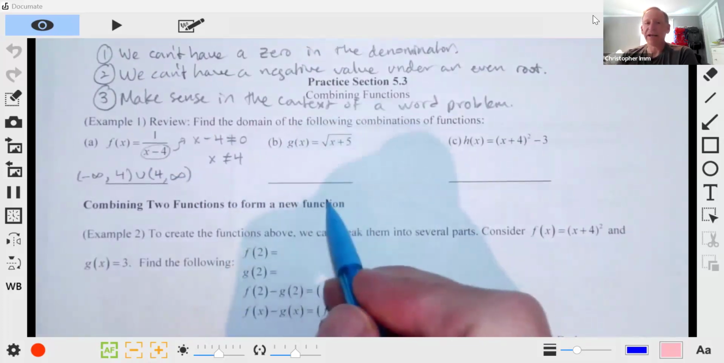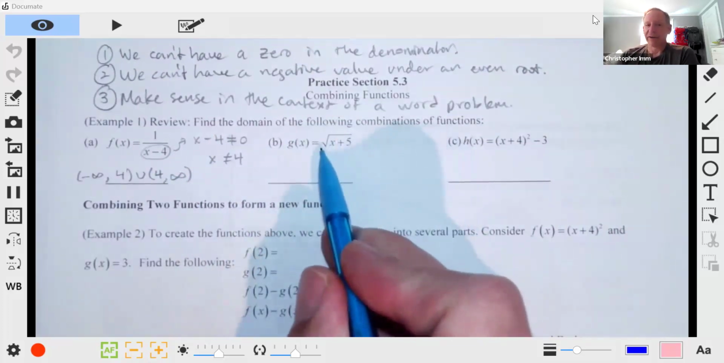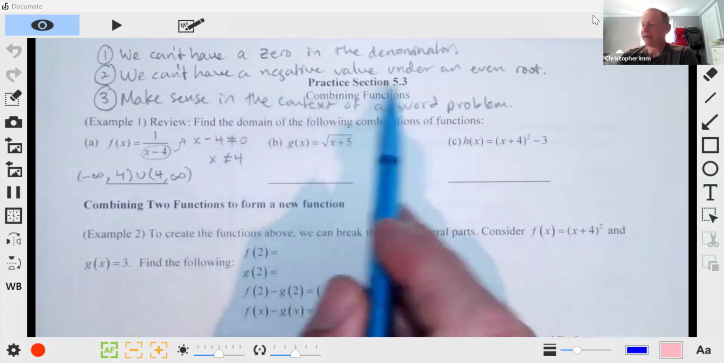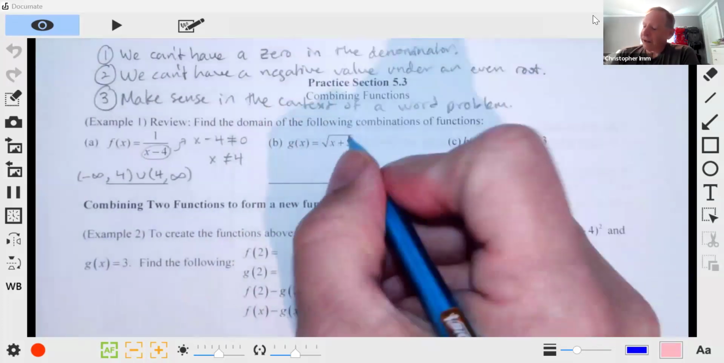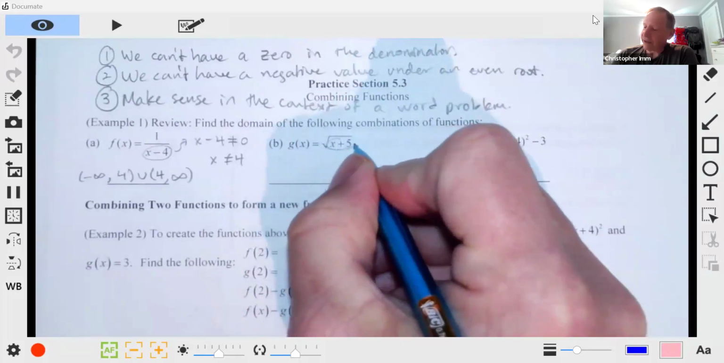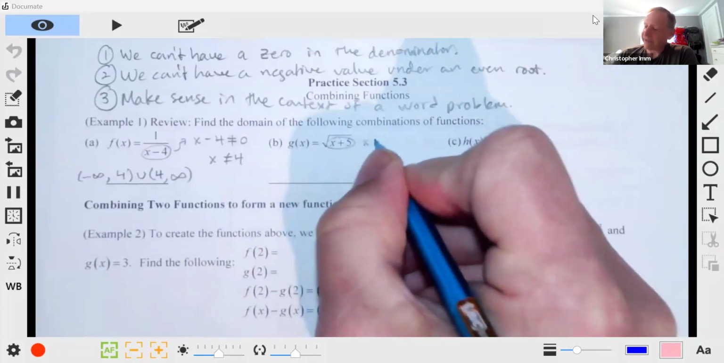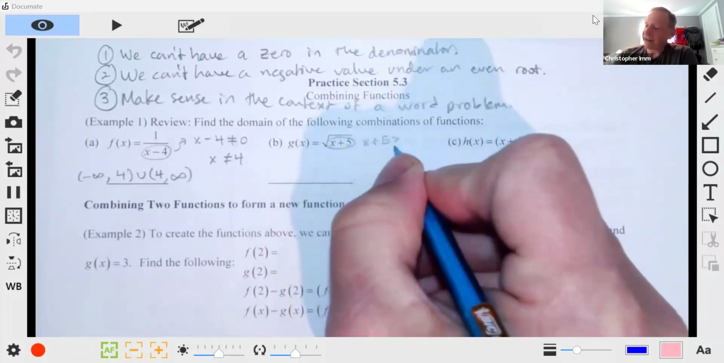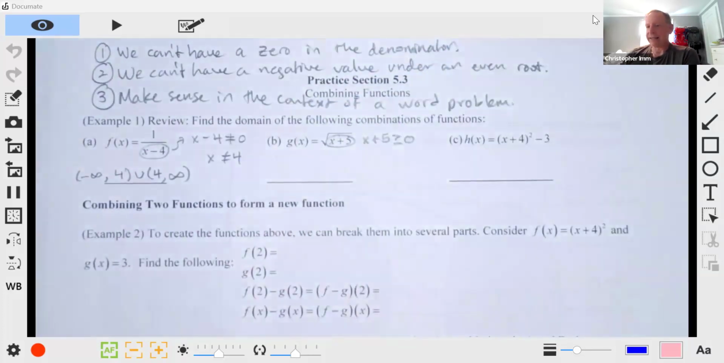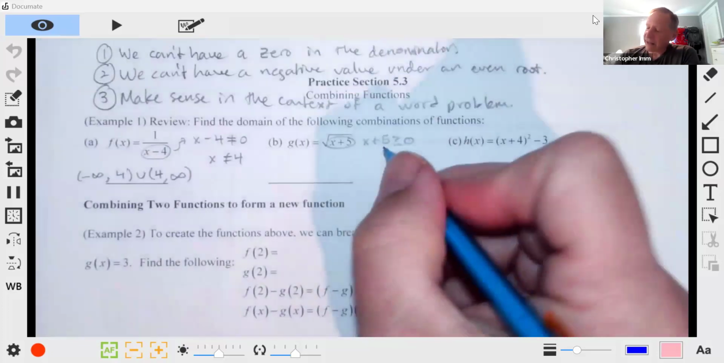The second one, notice that we have a square root. So we can't have a negative value under an even root. And the square root is an even root, so what I'm going to do is say x plus 5 has to be greater than or equal to 0. I can take the square root of 0. It's, of course, 0, so I can do that.